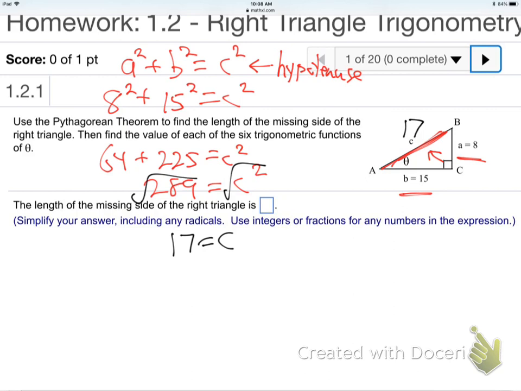And then it says, find the value of each of the 6 trig functions. So I'm going to write that out for you. You might already know that, but I'm going to write it out. So we're good up to there. C is 17. Now, if I can go to a fresh screen without rushing you too fast, I can squeeze them in right down here.